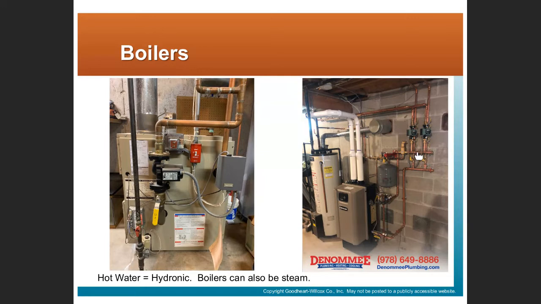In this case, it looks like we have two different zones of heating, right? Because there's two sets of pipes, two circulating pumps. So perhaps the house is split. Perhaps the first floor of the house that has the living areas is on one zone, and the bedrooms are on a separate zone, right? So you can control the temperature differently at different times of the day in different zones of the house.